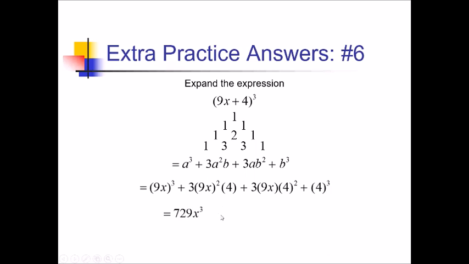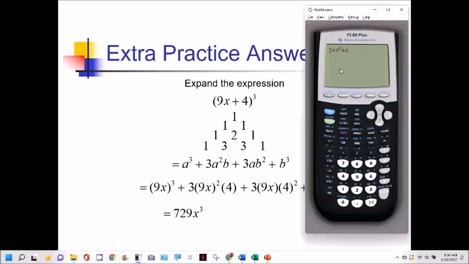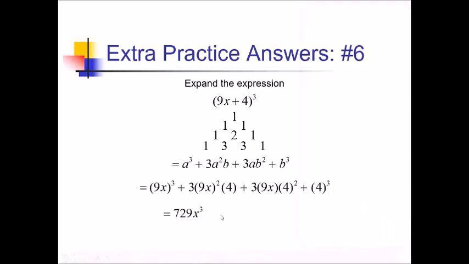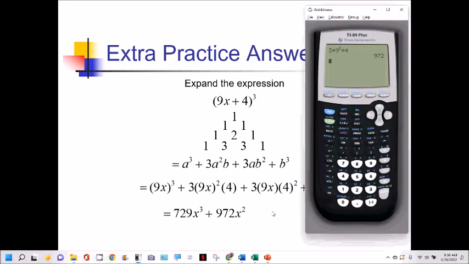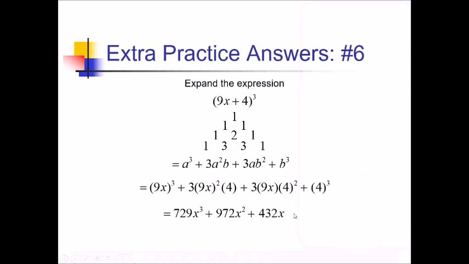But I could use a calculator here if I needed to. And then we've got 3 times 9 squared times 4. I think I'll use a calculator for that. So 3 times 9 squared times 4, grand total of 972 with an x squared thrown in. And then we have 3 times 9 times 4 squared with an x. Again, let me use my calculator. There's no point in trying to do it in my head and getting it wrong if I'm allowed to use a calculator. All right, that's 432 with an x. And then finally, 4 cubed, I know that's 64, so we're good to go.